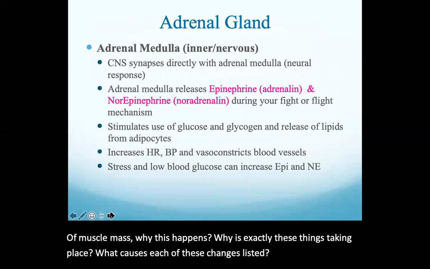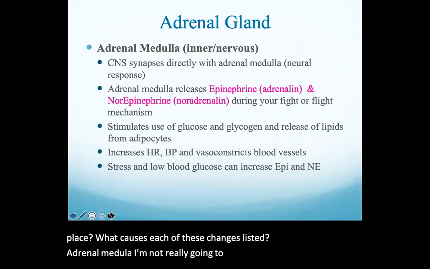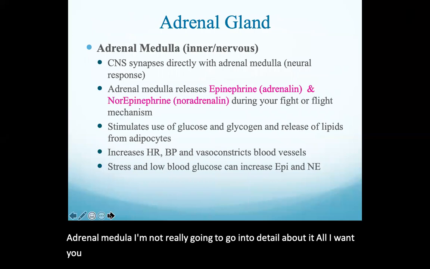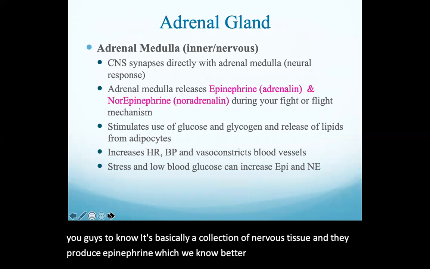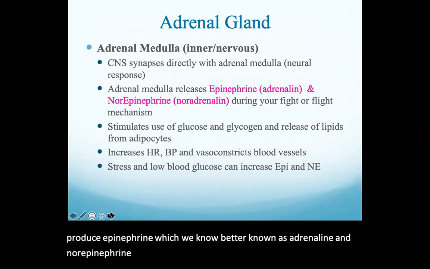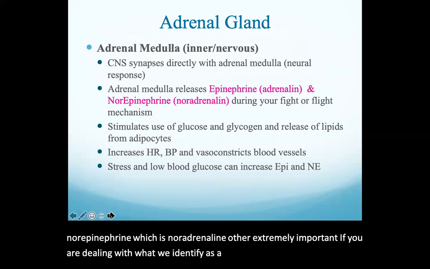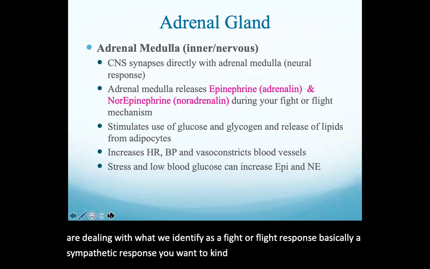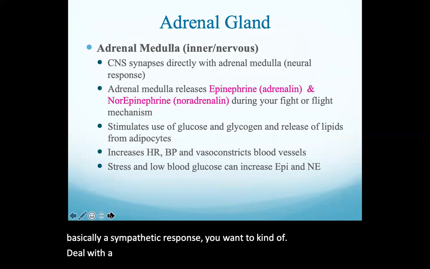Adrenal medulla, I'm not really going to go into detail about it. All I want you guys to know is that it's basically a collection of nervous tissue, and they produce epinephrine, better known as adrenaline, and norepinephrine, which is noradrenaline. They're extremely important in what we identify as a fight or flight response, basically a sympathetic response. You want to deal with a very quick, immediate response.